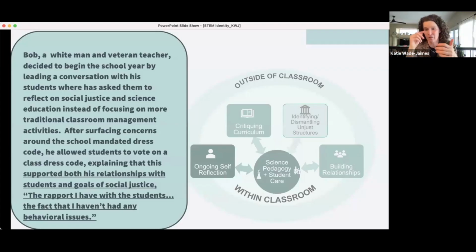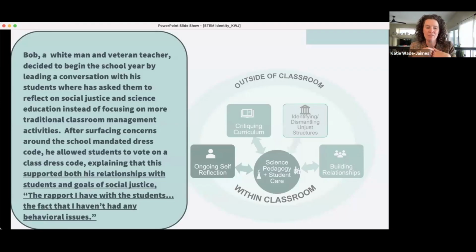And in particular, they felt like it was racist and sexist against mostly the Black girls in the school. So he allowed the students in his class to vote on the dress code, saying that whatever you guys vote on is what will be enforced in this classroom. So he gave them kind of a voice there.